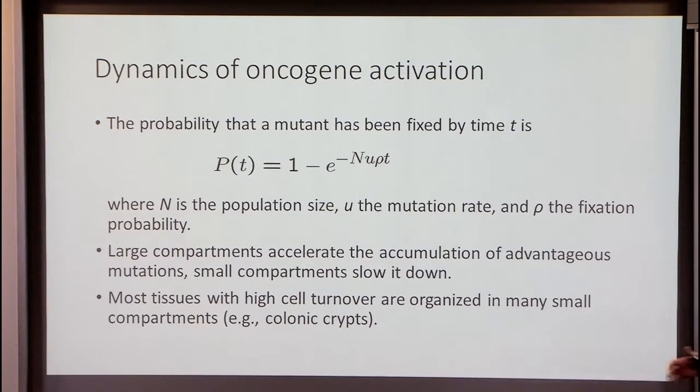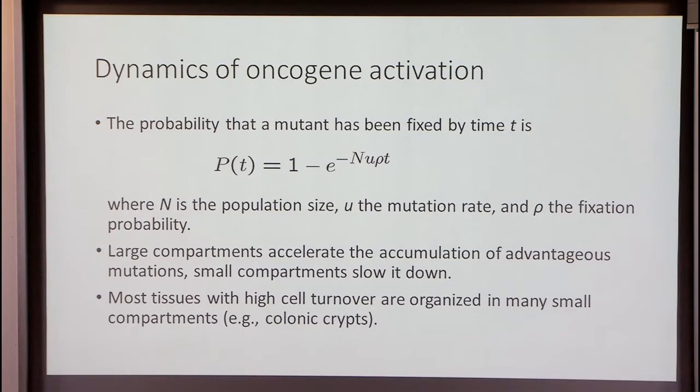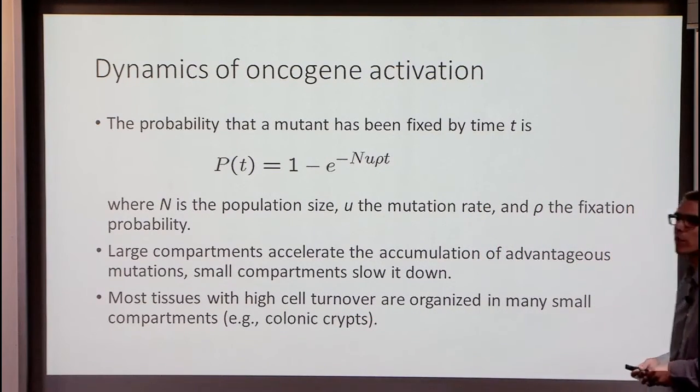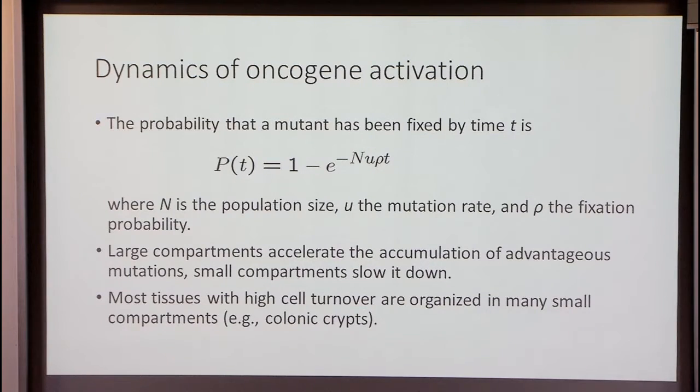In fact, most tissues with a high cell turnover, where cancer can occur and does occur eventually, are organized in many small such compartments. The typical example are the colonic crypts in the colon. So in a way, you can argue that these tissues are organized to prevent cancer as much as possible. Having a large number of cells organized in small compartments is good protection against the activation of an oncogene.